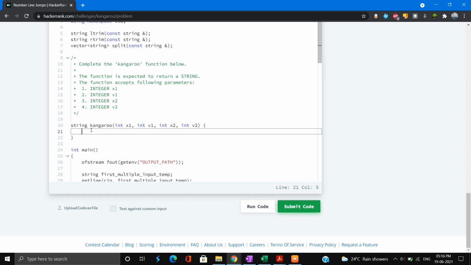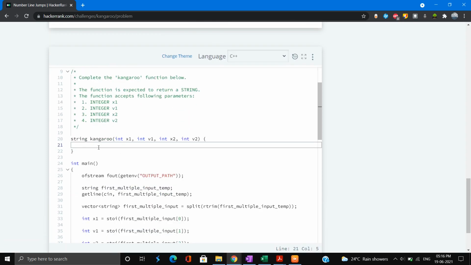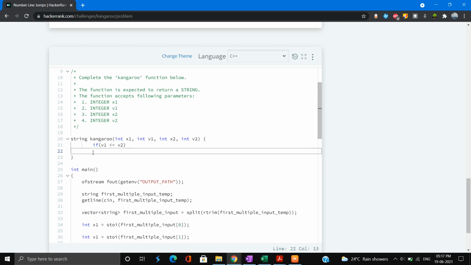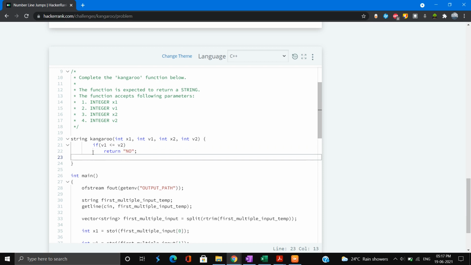So this is the function which we have to complete. In this we are given the parameters x1, v1, x2 and v2. As per the discussion, we have to return yes or no on the given conditions. So let's start the coding. As discussed, first we will check if v1 is less than or equal to v2, then we will simply return no, because it is not possible to match their location, as discussed in the earlier part.